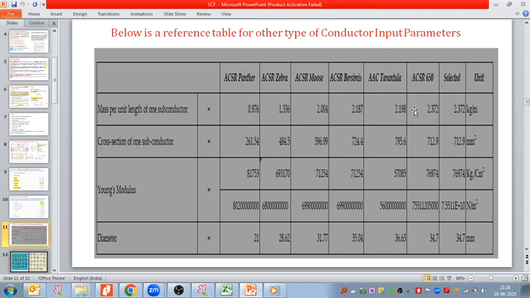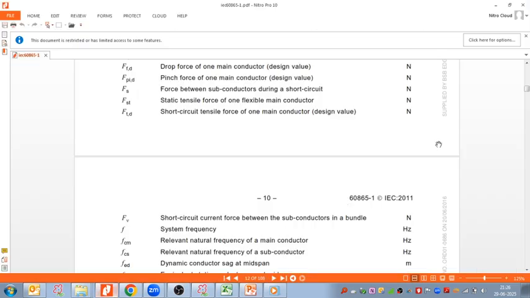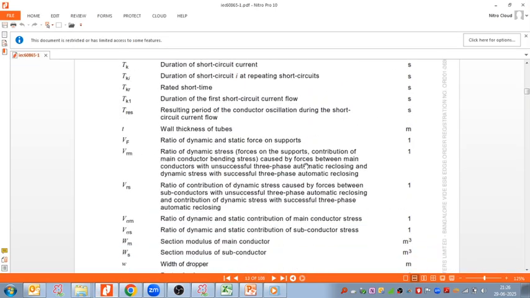So what did I select? I selected what I was using, ACSR. So here I have used this ACSR 650 value. I hope this table is clear to all of you. Now, in these calculations, we are going to use Greek letters. All the calculations, if we refer to IEC 60865.